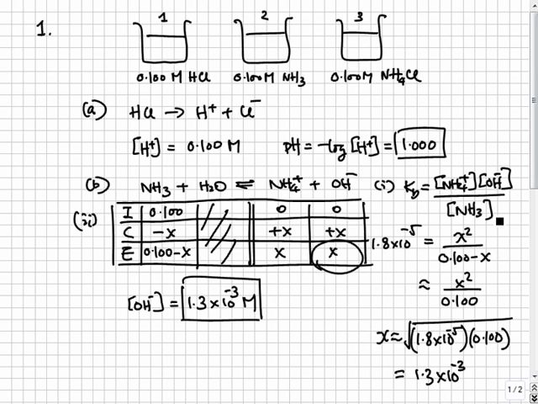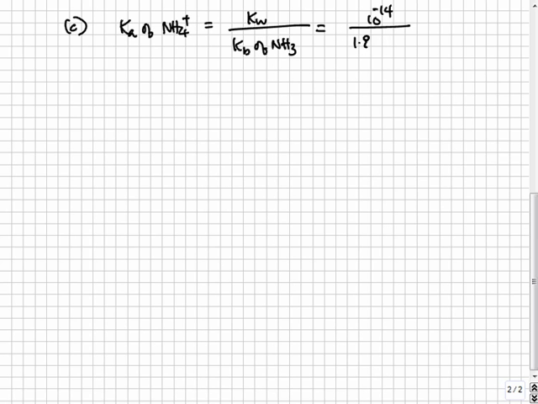C, part 1. We know from part B, the Kb for NH3 is equal to 1.8 times 10 to the minus 5. And the Ka for its conjugate acid, which is NH4 plus, must then equal Kw divided by Kb for NH3. The value for Kw is 10 to the minus 14, and Kb is 1.8 times 10 to the minus 5. So Ka for NH4 plus comes out to be 5.6 times 10 to the minus 10.